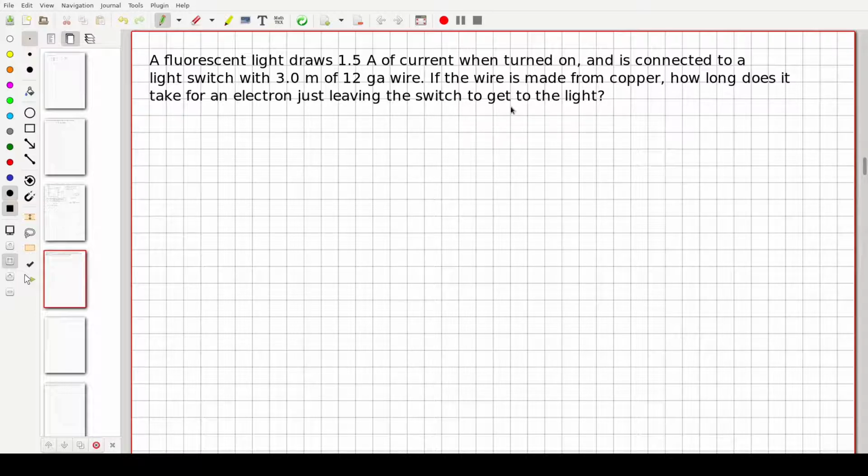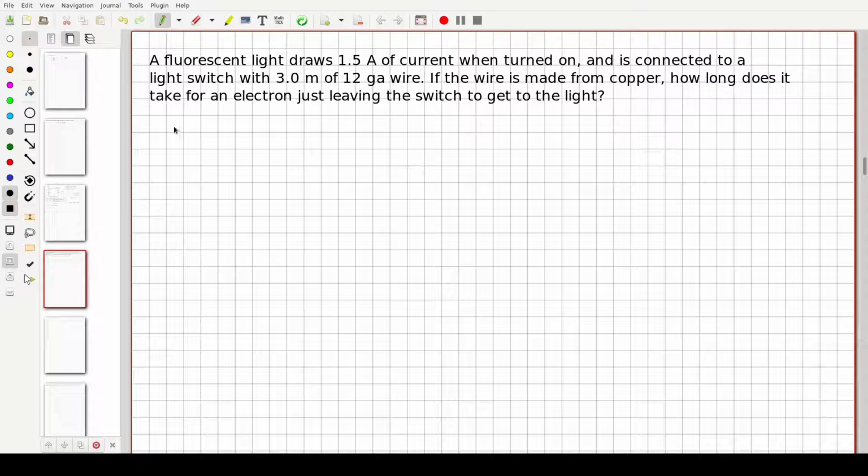Now, we're also told that the wire is made out of copper. This is going to help us because it tells us not only the number of charge carriers that you have per volume, but it also tells you that there's one per atom, because copper has one charge carrier per atom. Now, what we'd like to do is find out how long it's going to take for this electron to get from the switch to your fluorescent light.